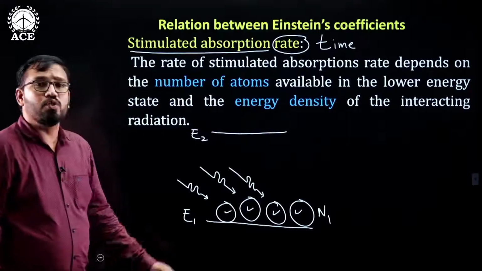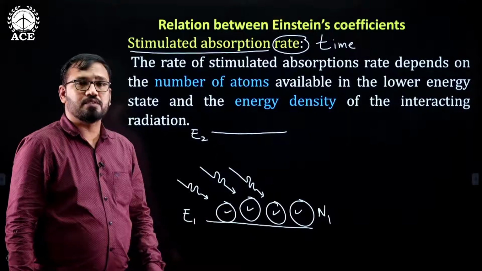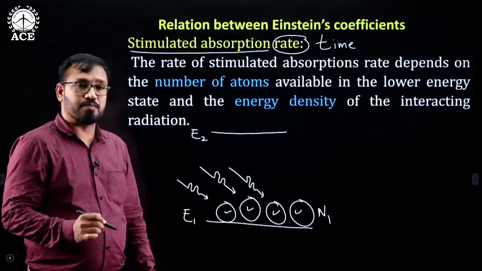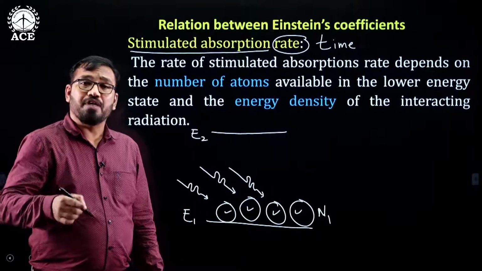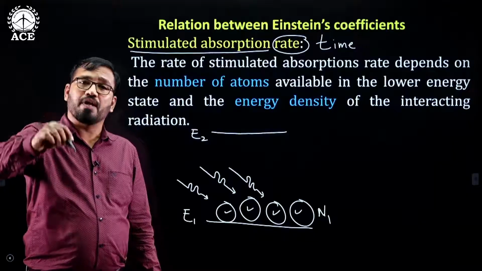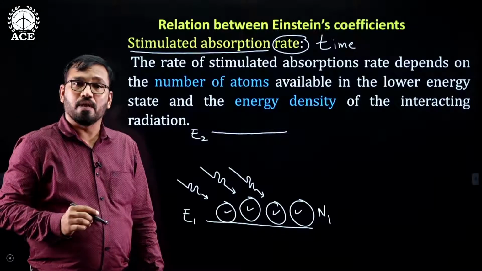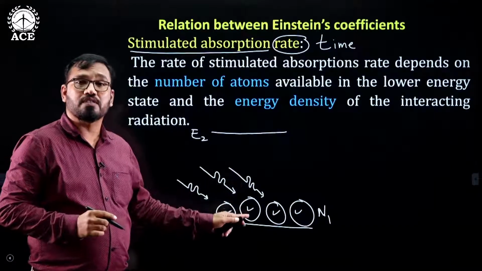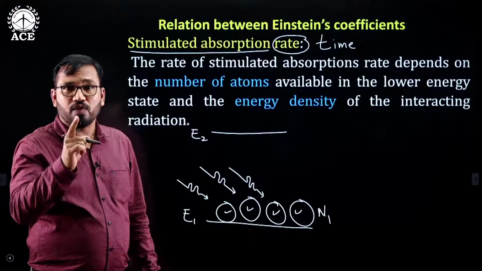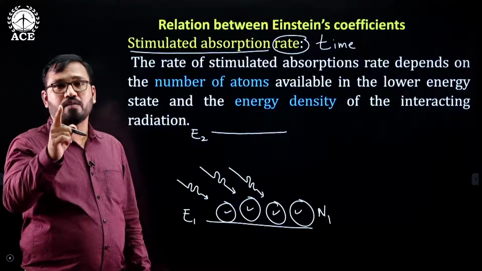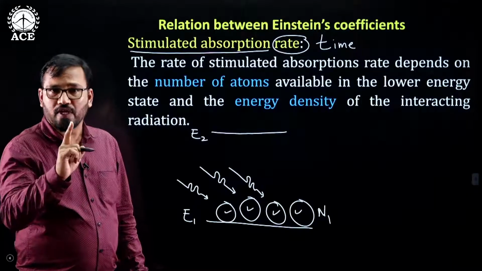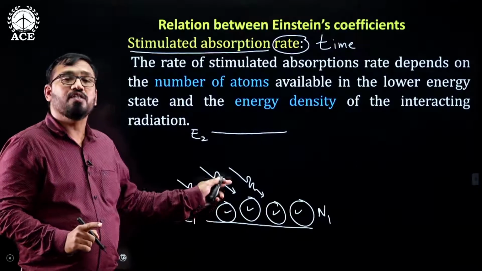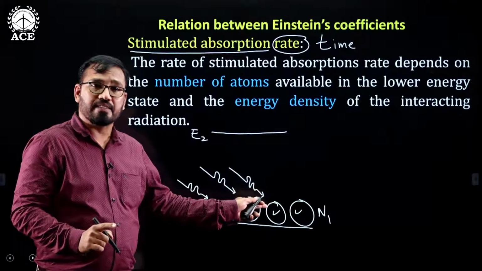For example, you have 4 atoms here, but only 3 photons with sufficient energy. So there is a possibility of transition of 4 atoms from the lower energy level to the higher energy level, but what you lack is the required number of photons. As I told you, one photon can excite one atom only. So how many photons do we have here? 3 photons.